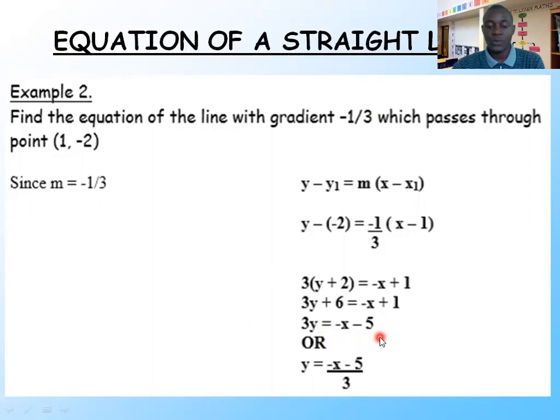That becomes the equation, or you can decide to write it in this manner. You can decide to also write in the form 3y plus x equals minus 5. Or you write in the general form, that becomes x plus 3y plus 5 equal to 0. All right, whichever way you are asked to leave the answer, let's stick to that. If we are not given any particular way to leave our answer, then we can leave it in any of these forms.